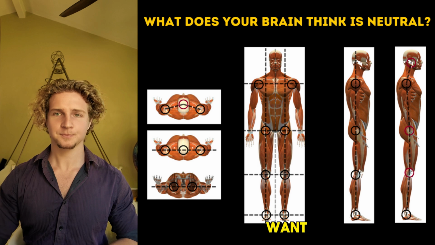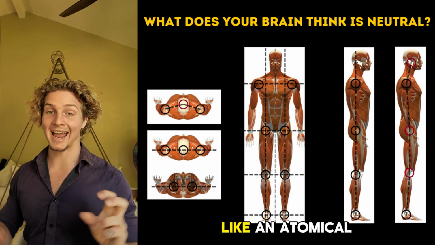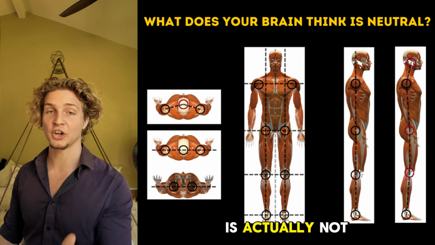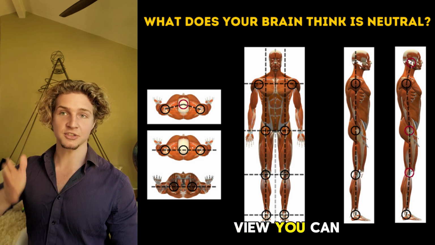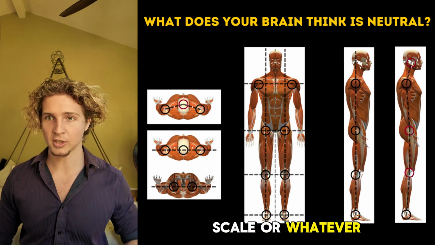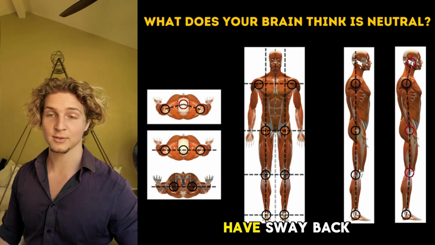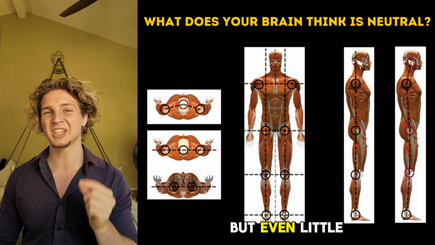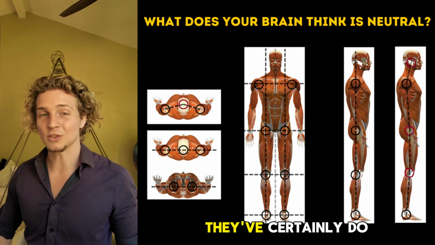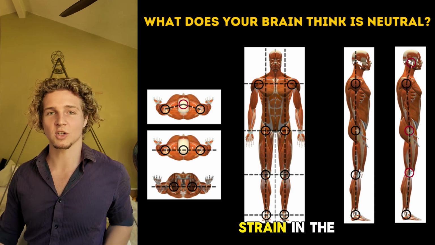Not what we want. Now, when I was looking at this little picture here, I drew the lines on. Even though this is an anatomical model, notice that the head is forwards. This is actually not the ideal posture. In the side view, you can see the head is pretty far forward, at least an inch to scale or whatever. And the center of the hips is actually a little bit forwards of the shoulder, so he does have sway back. I know it's not big, but even little things like this, all day, all week, all year, certainly do add up. A little bit more compression in the back or a little bit more strain in the knee.